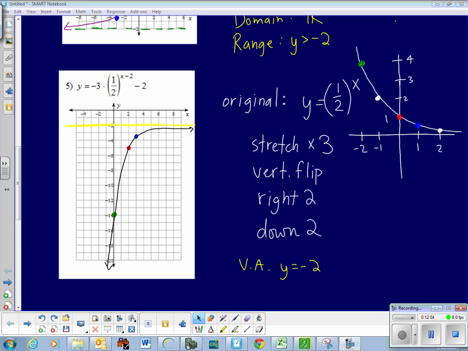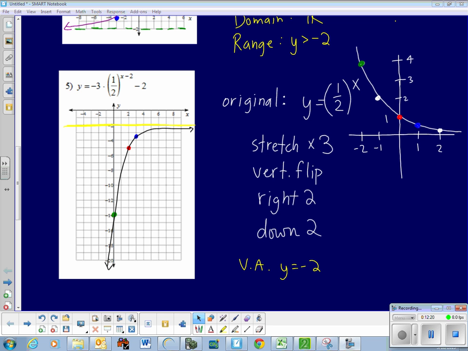Okay, so here we are. Here are the things that happened. Our original graph would have been 1/2 to the x, and I've drawn over here on the right what 1/2 to the x looks like. As far as the transformations go, this is a ×3.